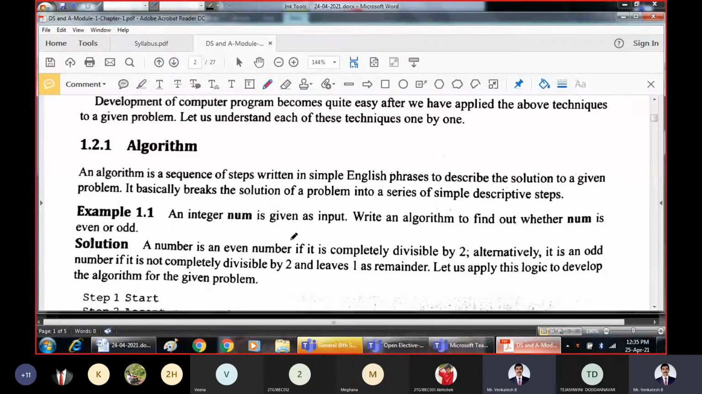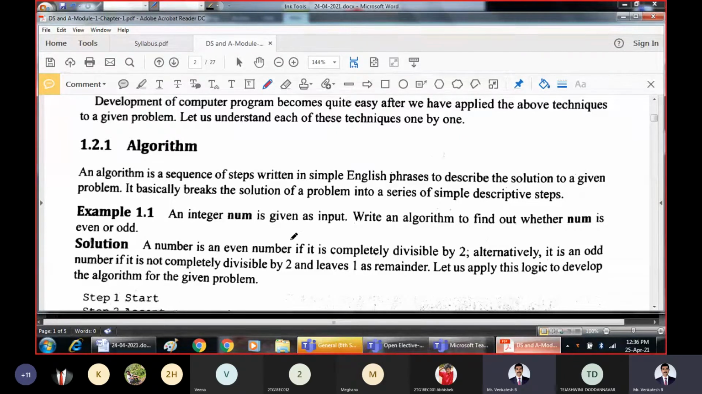So the very first thing is the algorithm. What basically is an algorithm? An algorithm is a step-by-step procedure for solving some problem. It is just a procedure to be followed for solving a problem. And for a single problem, there can be more than one procedure for solving the problem. That is what a step-by-step procedure is.